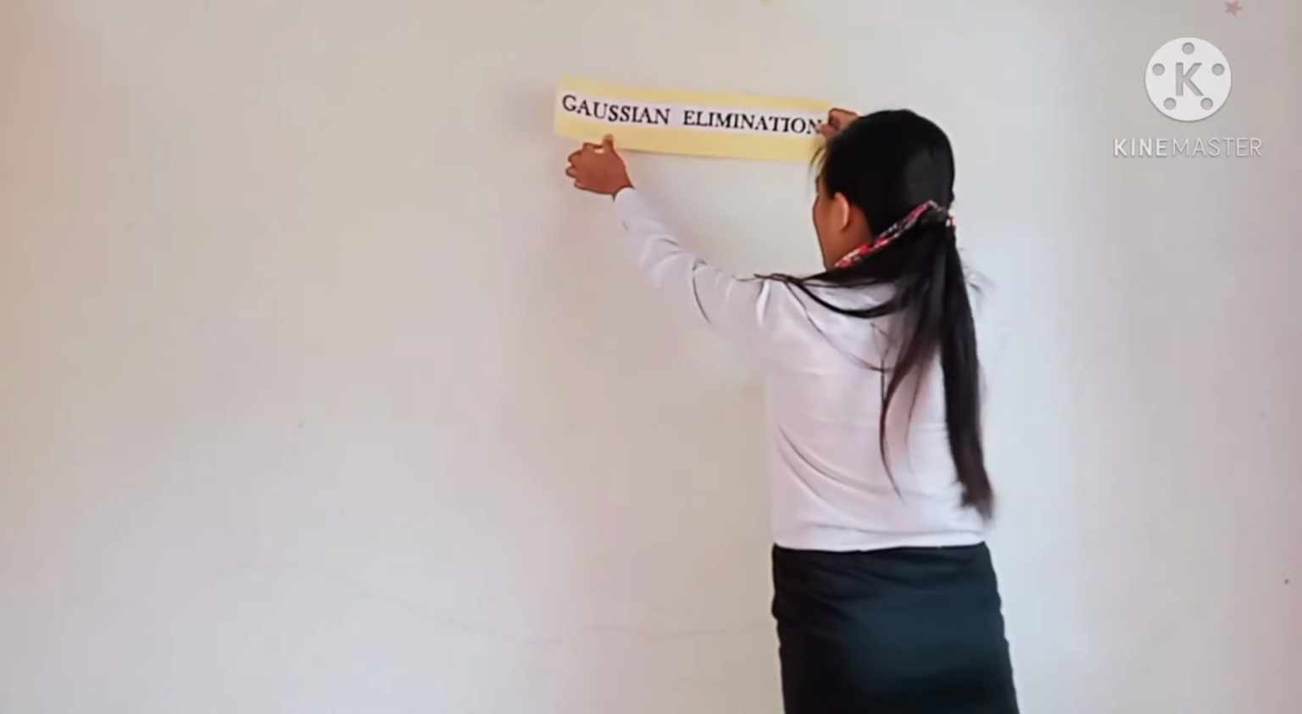I am Donna May Gande, and we are given the task to discuss and give an example about Gaussian elimination and complex numbers. First is Gaussian elimination.